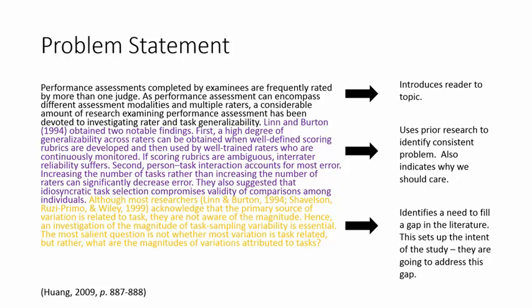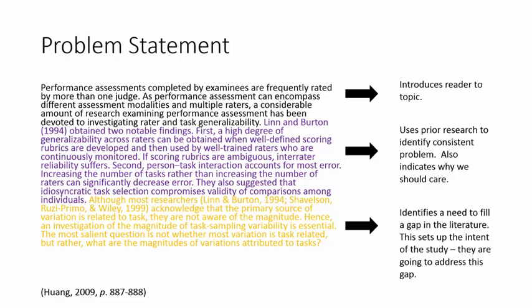So here's an example of a problem statement that I pulled from an article, and I used different colors to indicate what was happening within each of these pieces of the problem statement. This problem statement is about performance assessments. I actually teach a class in performance assessments, so I thought I'd pull something from that area. But here we just have an introduction to the topic. Performance assessments are usually scored with multiple raters and so forth. Then they use prior research to identify that there's a consistent problem here, right?